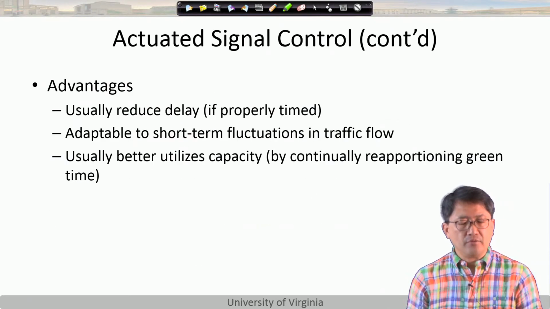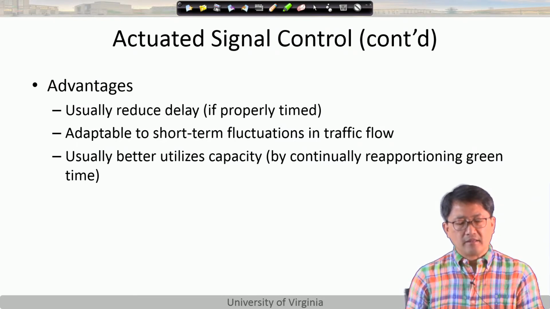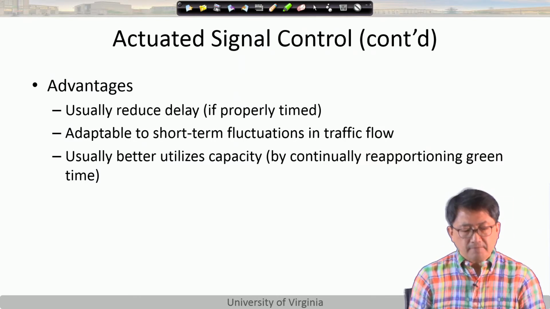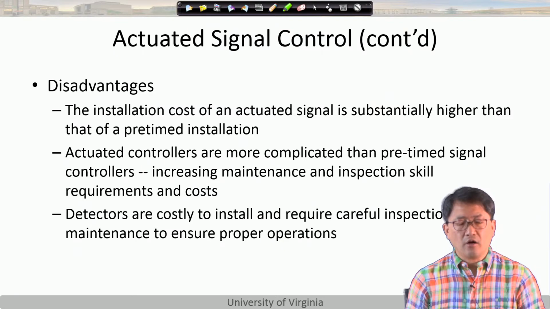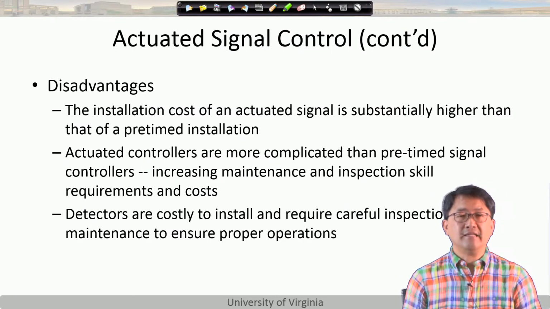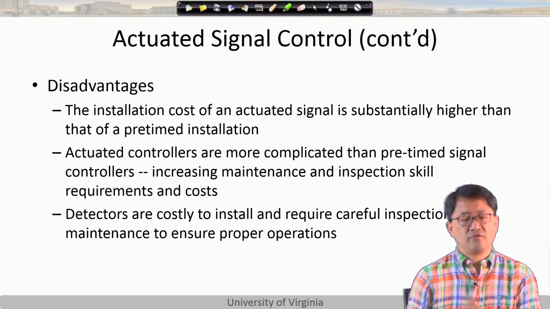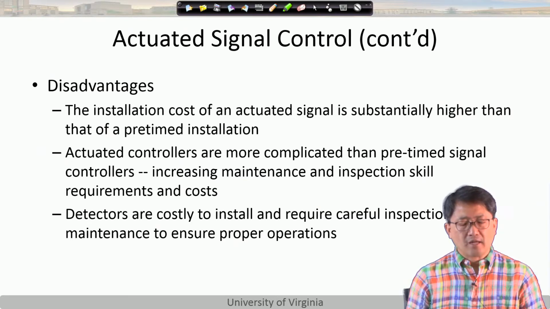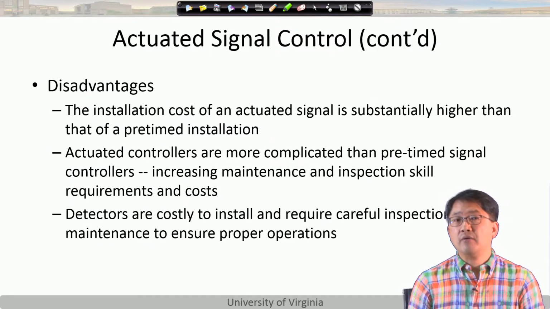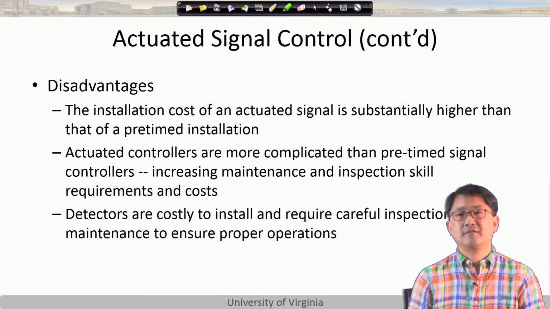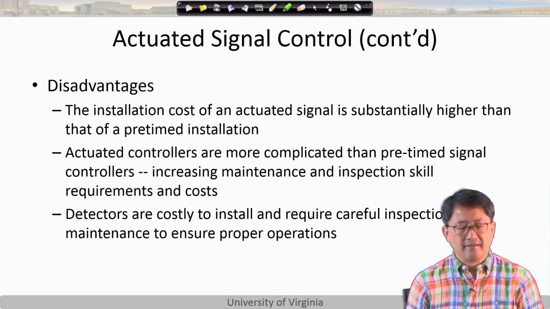And obviously, it can reduce delay, it handles short-term fluctuations very well, and it better utilizes the capacity. The disadvantage is obviously cost. With pre-timed, you do not need sensors. You just set the dial and then it continuously shows a sequence of fixed durations. With actuated, there are a lot more complicated settings that you have to do, and maintaining detectors is very costly, and you do not really know in advance that detectors are not working. You probably know only when calls come in and there's a problem. That's another challenge.